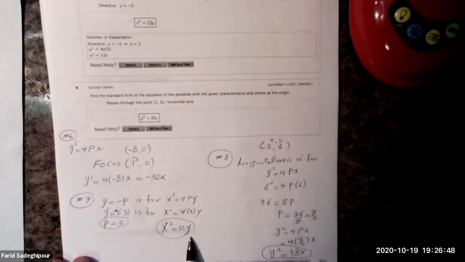See, y is -p. So that means p is 3. Did I say negative? No, I'm sorry, 3. And the equation is x² = 4py. So you put that 3 here. So x² is 12y.